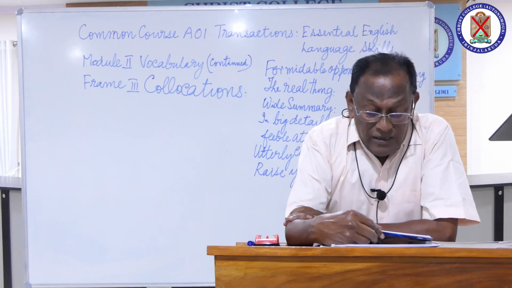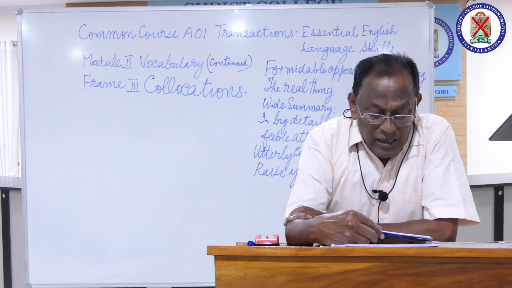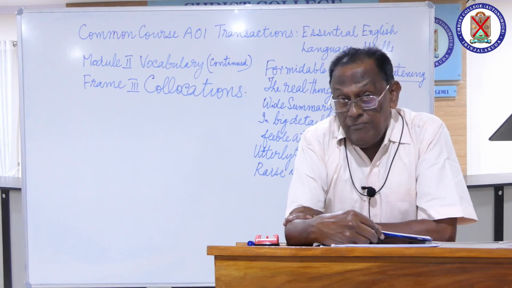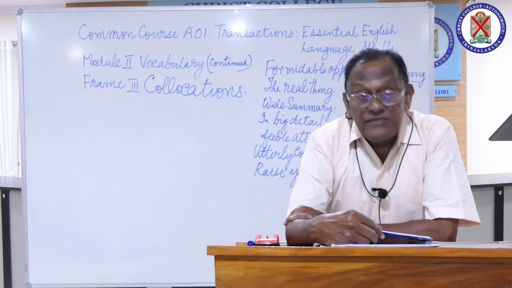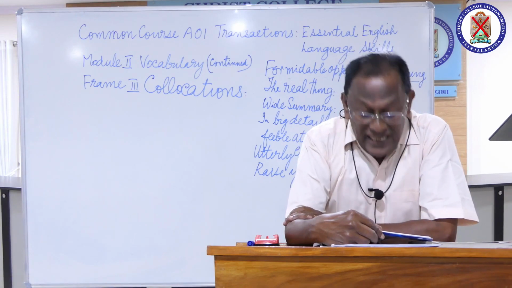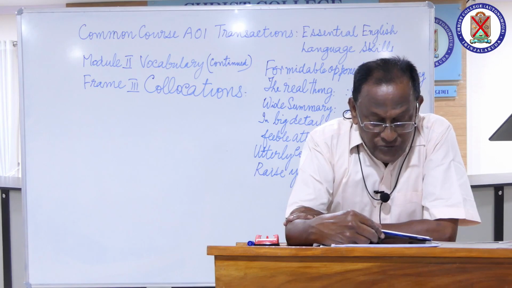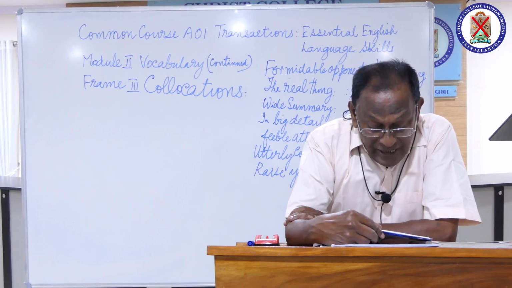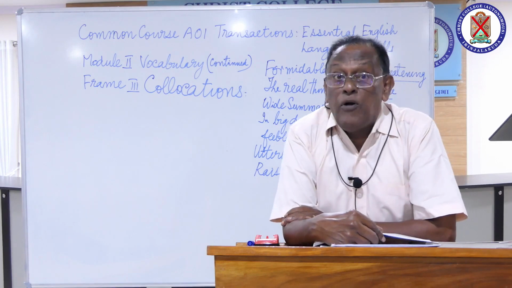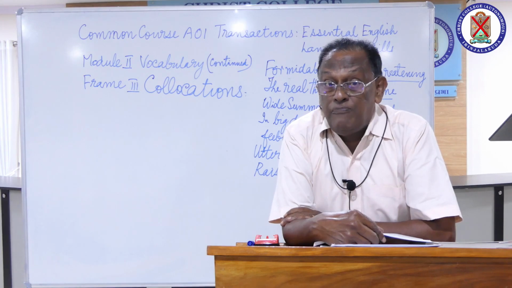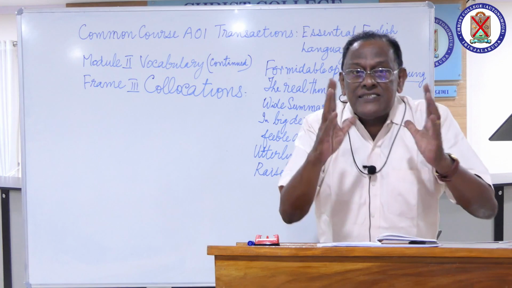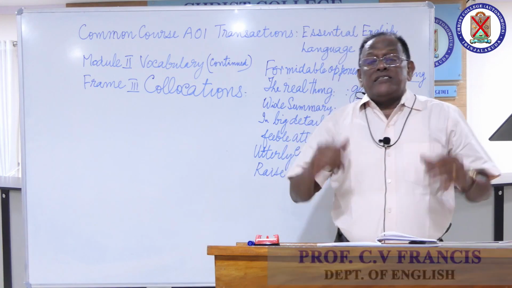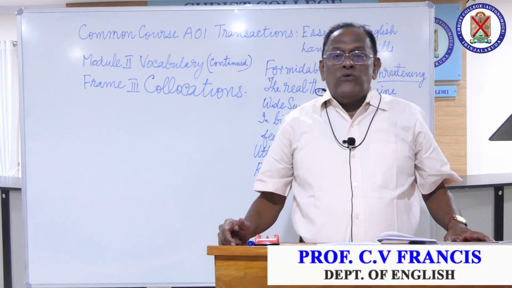Principal, P-R-I-N-C-I-P-A-L. Principal here means important. Principal goes with causes, important causes. Principal causes. And the last one is salient. Salient goes with features. Salient features. So this is how collocation works in the language.